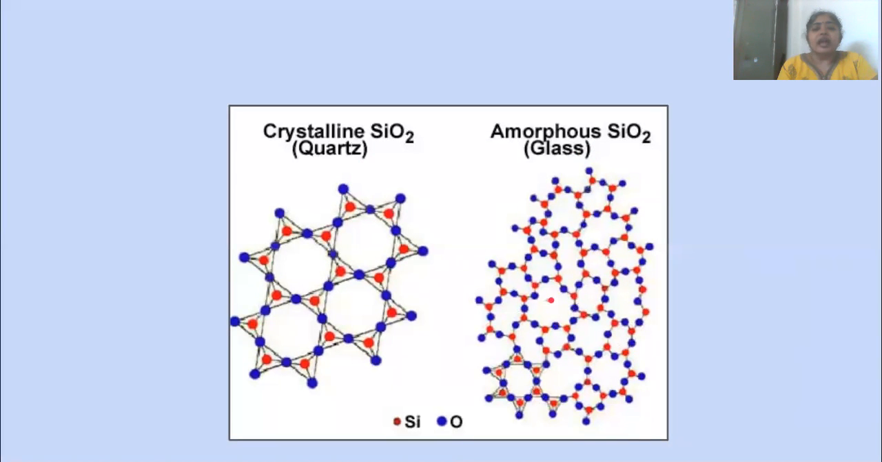On the contrary, in glass also, the composition is the same. Glass is also made up of silica and oxygen atoms, but there is no definite orderly pattern or repeating structural arrangement of the particles here, right? And that is what differentiates the crystalline substance from the amorphous substance.